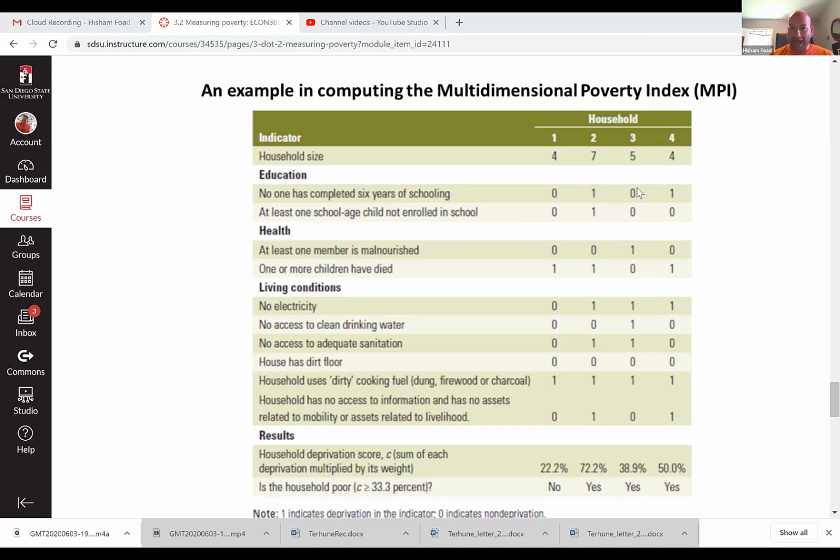Household 3, you add those all, end up with an MPI score of 38.9%. Household 4 ends up with an MPI score of 50%. So households 2, 3, and 4 are above that 33% threshold.